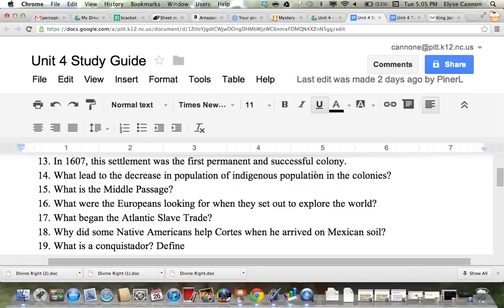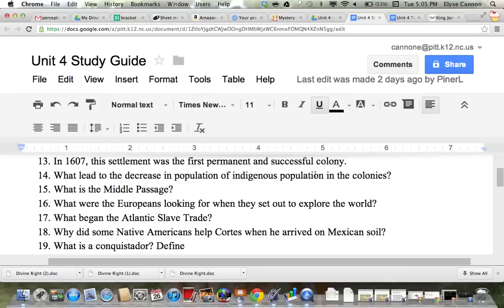What were the Europeans looking for when they set out to explore the world? A faster trade route to Asia, because they no longer wanted to pay the Italians and the Middle Eastern people to pass through to go trade in China and India. So they want to find a faster trade route. Also, don't forget your 3 Gs, which is gold, God, and glory.